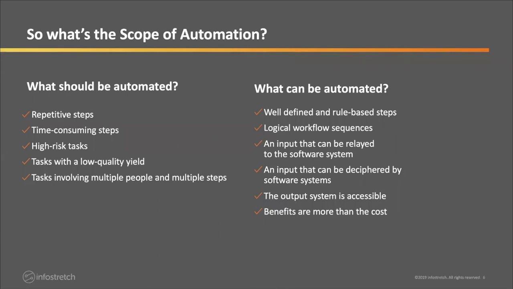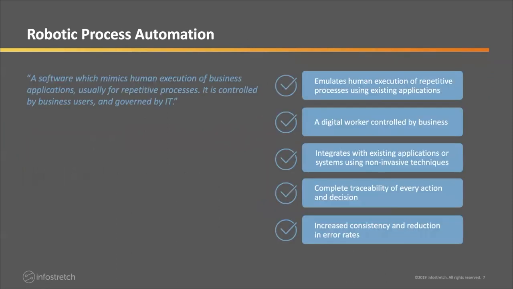The last but not the least consideration is that the benefits should be better than the cost that you are going to invest. The benefit should always outweigh the cost, right? Because you don't want to automate things and make the cost so high that you're not really achieving the goal that you have set for your automation. So let's talk about robotic process automation. By definition, it's software which mimics the human execution of business applications, usually for repetitive processes. It is controlled by business users and governed by IT.